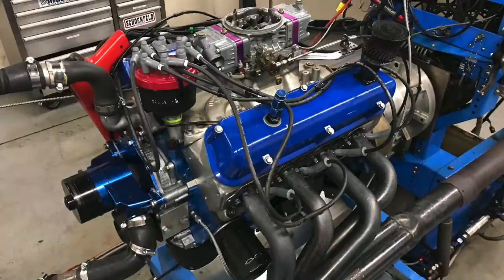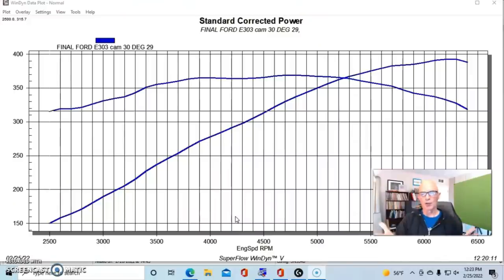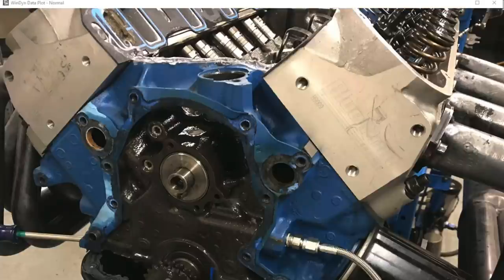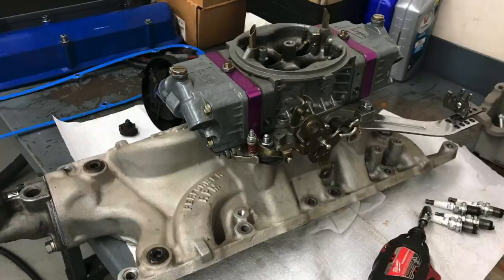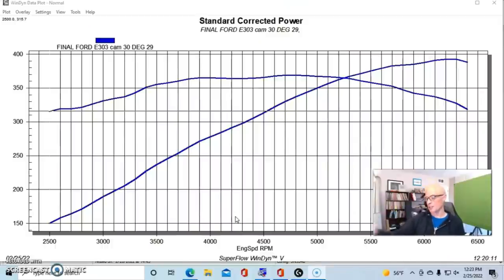This is the 302 that I used to test compare the E303 Ford cam to the E303 Plus cam from Summit Racing. This was a 302 Marshall Engines rebuilt 302 short block. It had the Ford Racing E303 camshaft in it. It had a set of blueprint aluminum 190cc cast heads on, as cast heads, performer RPM intake manifold, the dual plane, and a 750 Holley, and then our headers, which we're also going to show the effect of the collector length extension in the next section of the video.